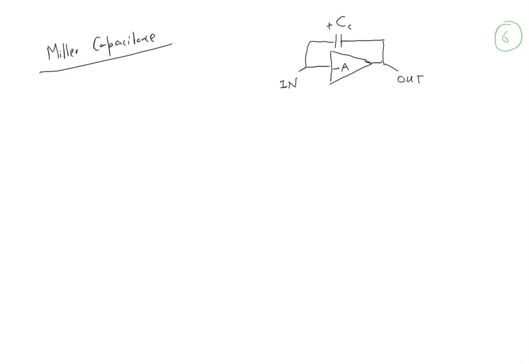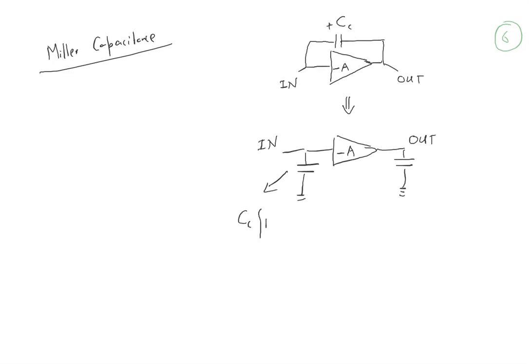We said we can divide this capacitance into two capacitances. One is on the input side, from the node to ground, and the other from the output node to ground. The value of the first capacitor was CC times (1 plus A), if it's inverting. The value of the other capacitance was CC times (1 plus 1 over A). Remember what's happening here: the capacitance increased.